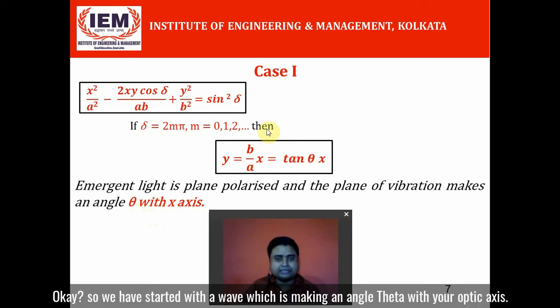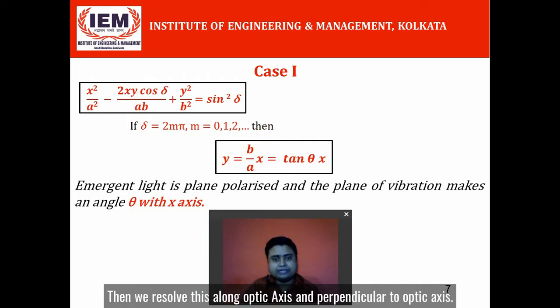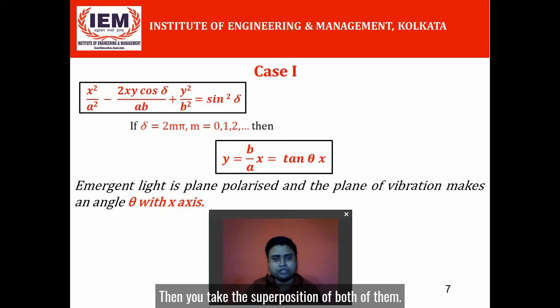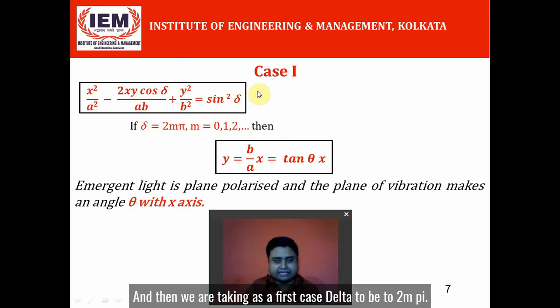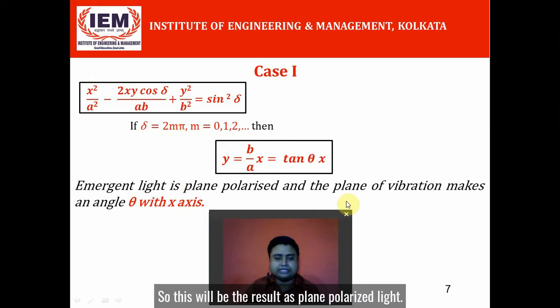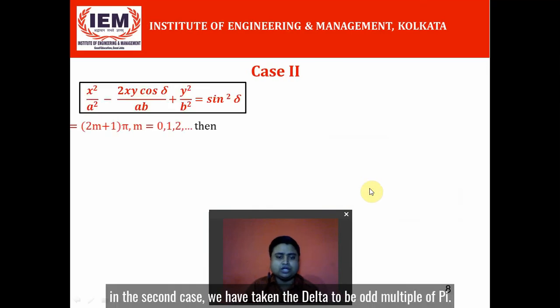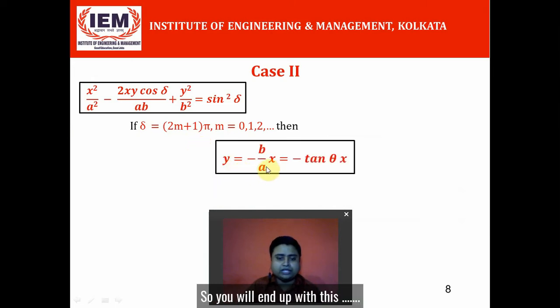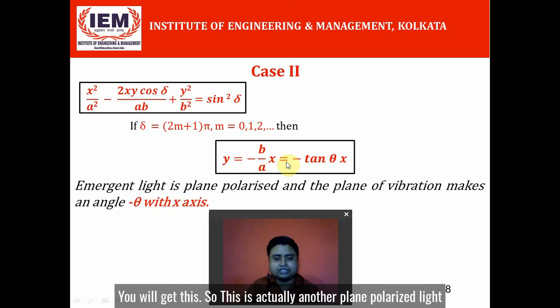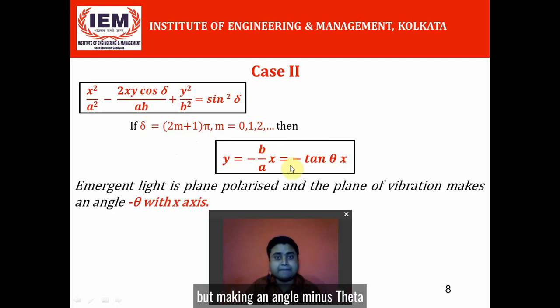We started with a wave making an angle theta with your optic axis. Then we resolved this along the optic axis and perpendicular to the optic axis. Then we took the superposition of both of them, and as a first case took delta to be 2m pi. This gives plane polarized light. In the second case we take delta to be an odd multiple of pi. You will end up with y equal to minus (b by a) x, or minus tan theta times x. You just put (2m plus 1) times pi in this equation and you get this. So this is another plane polarized light, but making an angle minus theta.